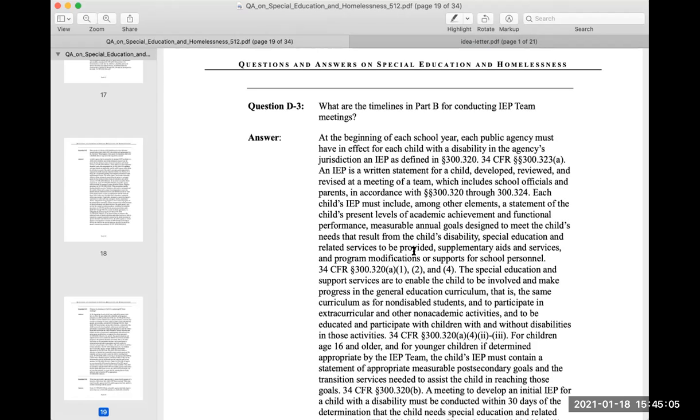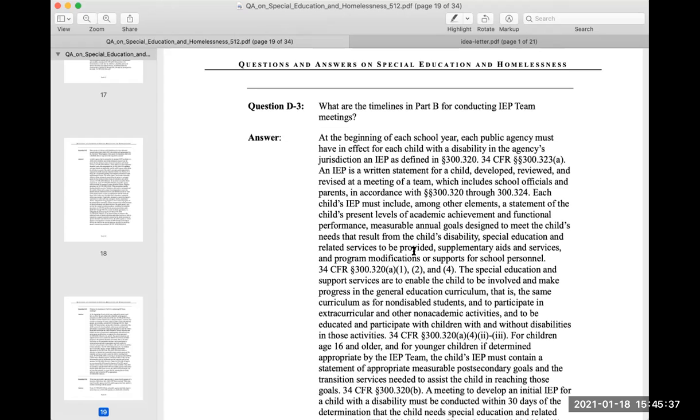300.306(c)(1)(ii). If a determination is made that the child has a disability and needs special education and related services, an IEP that meets the requirements of paragraph 300.320 through 300.324 must be developed for the child. 34 CFR paragraph 300.306(c)(2). Page 17. Questions and answers on special education and homelessness.